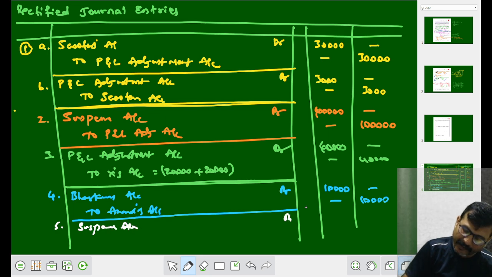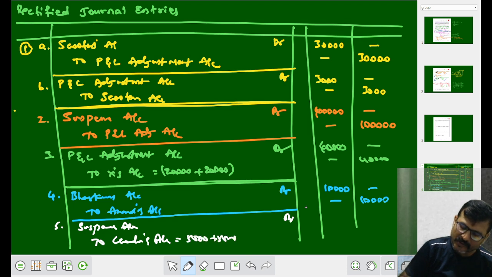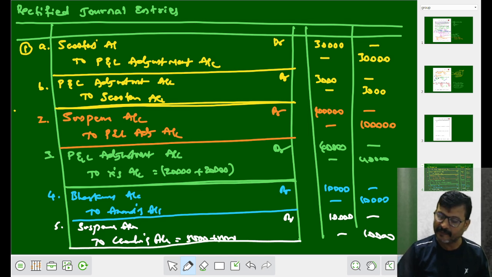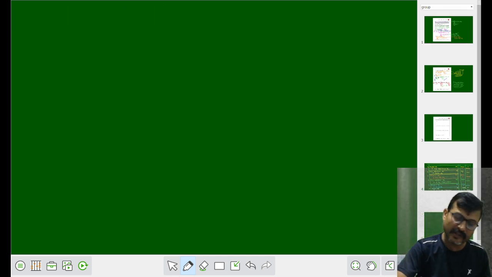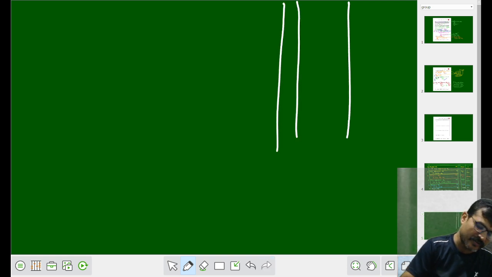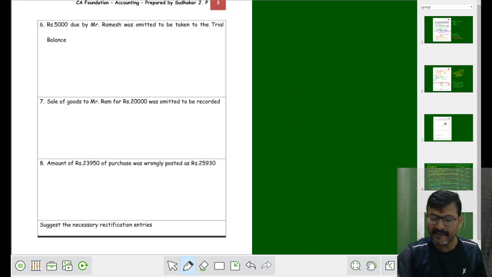Suspense account debit to Chandu's account. Amount is to be written for 2 times. 5,000 plus 5,000, it comes how much? 10,000, 10,000. Being wrong debit to Chandu's account is rectified. Okay, fine. Shall we move on to the next transaction, my dear student? See what happened in the next transaction.